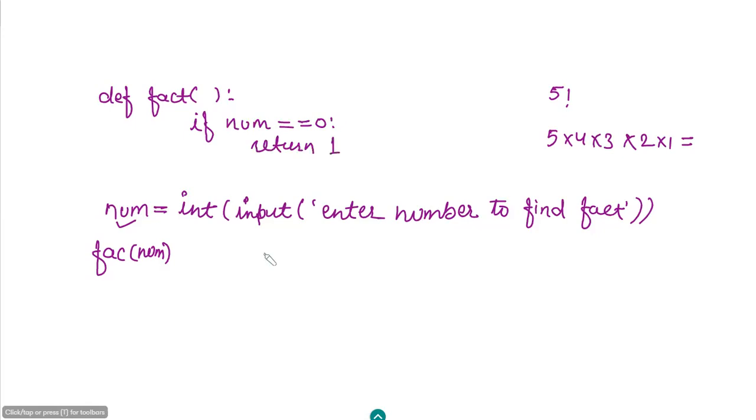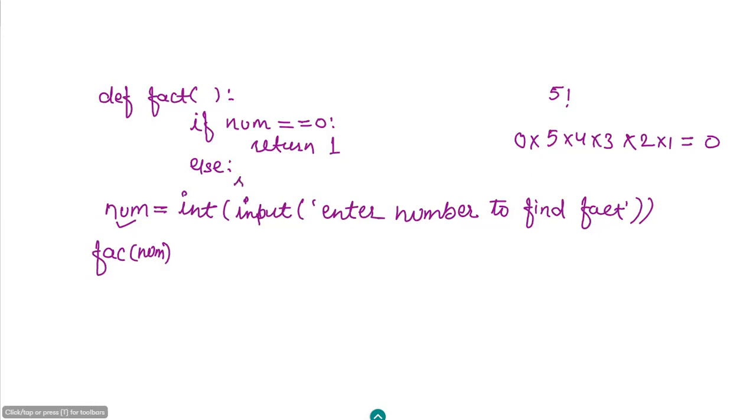Because if I multiply 0 with any number, the whole value will be 0. That's why I have written 1 when the number is equal to 0. Now if the number is not equal to 0, then it will return the recursive calling.